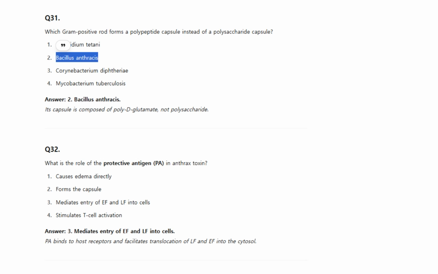Q32. What is the role of the protective antigen PA in anthrax toxin? 1. Causes edema directly. 2. Forms the capsule. 3. Mediates entry of EF and LF into cells. 4. Stimulates T-cell activation. Answer 3. Mediates entry of EF and LF into cells. PA binds to host receptors and facilitates translocation of LF and EF into the cytosol.